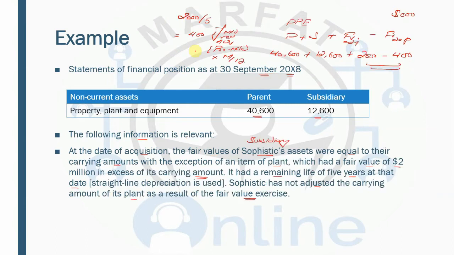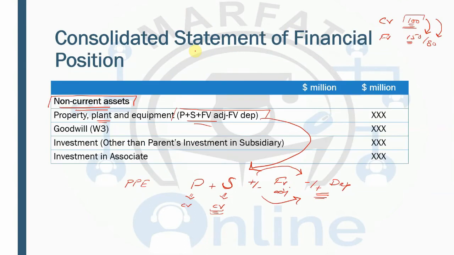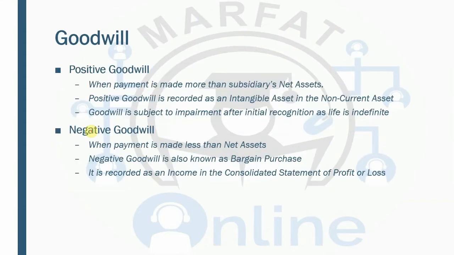So these are the two examples of upward fair value adjustment, and then the downward fair value adjustment. And then you will be discussing the second thing, which is the goodwill. So we are done with the property, plant and equipment, and the next thing we are going to study is the goodwill. Although the goodwill is calculated from working number 3, we are going to discuss some other perspective of the goodwill in this slide.